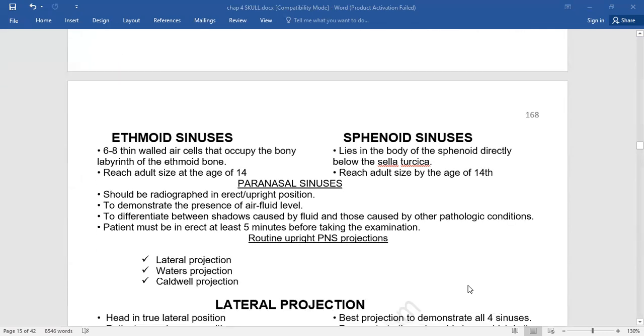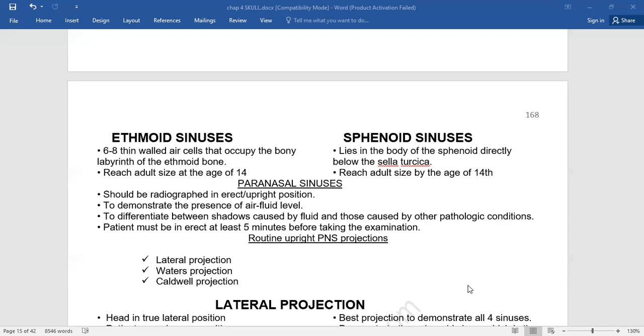So PNS should be radiographed in erect or upright position. Makikita lahat ng sinuses. The recommended position for demonstrating all the paranasal sinuses is the erect position kasi makikita yung air fluid level.